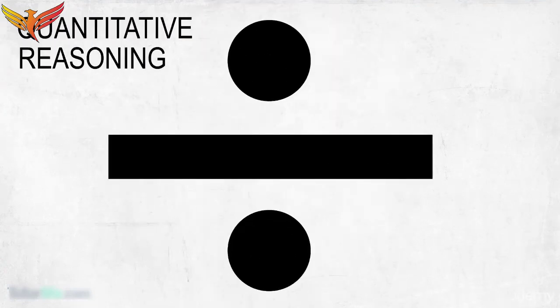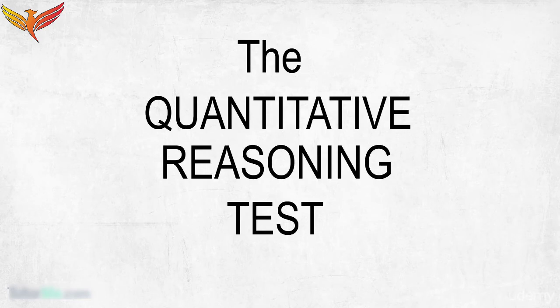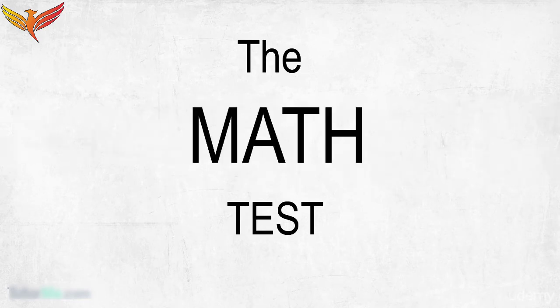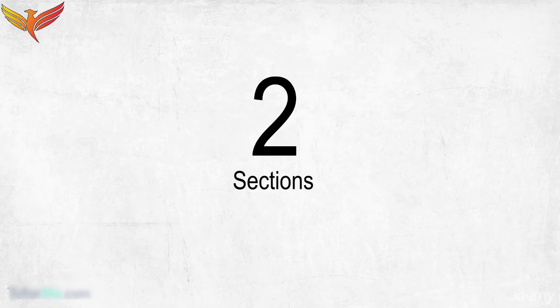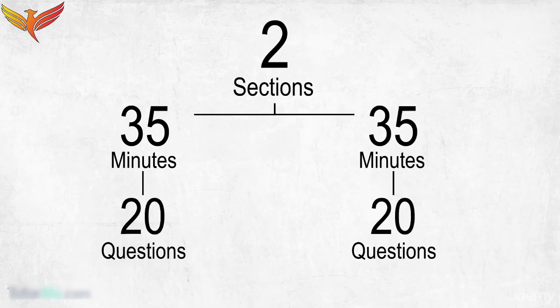Introduction to Quantitative Reasoning. Welcome to the Quantitative Reasoning Test, which is a fancy way of saying the math test. There are two math sections. Each are 35 minutes long, and each contains about 20 questions. The questions can appear in any order.